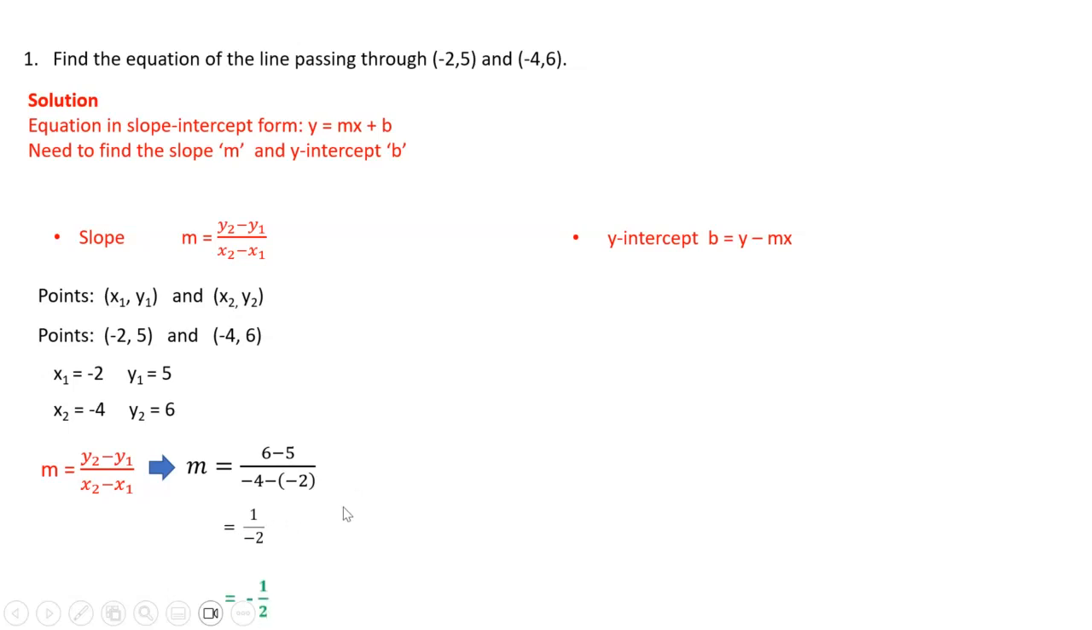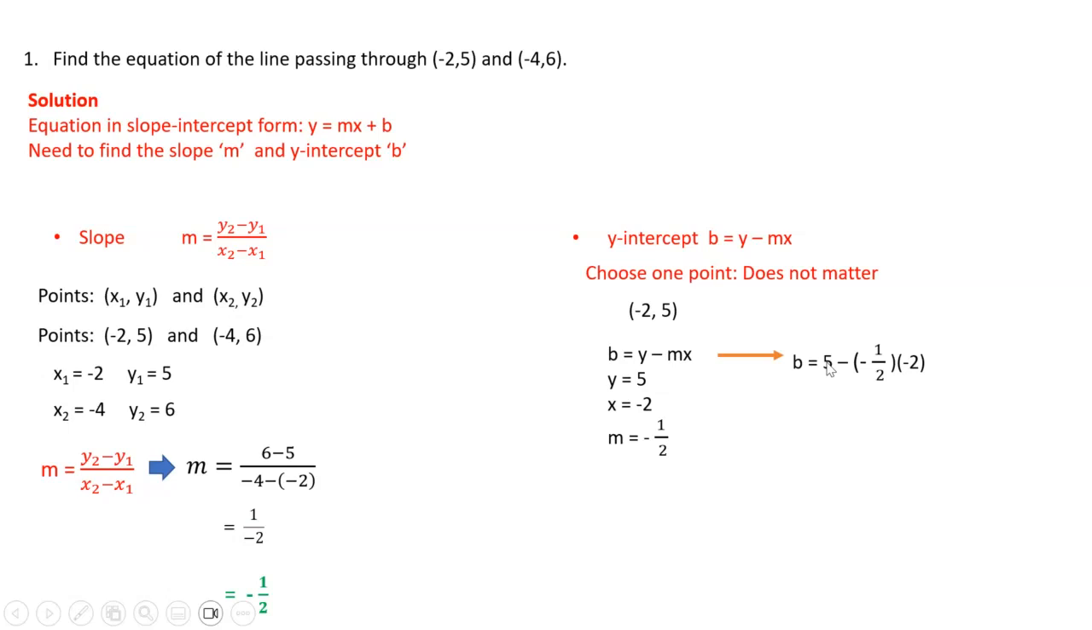Now I got my slope. To find b, the y-intercept, we choose one point. The point doesn't matter. Here I chose the first point. This is my formula: b equals y minus mx. My y is 5, my x is -2, and my slope m is -1/2. Let's plug everything in there. There's my y minus my slope times my x. The answer will be 4.